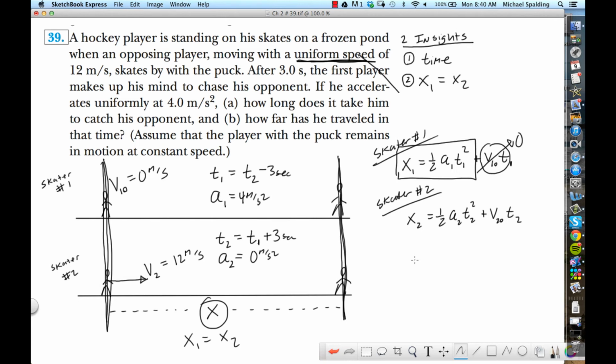Okay, for skater number 2, which part of the equation goes to 0? Looking at this equation, the acceleration goes to 0. What we're left with is displacement 2 equals v2 times t2. And v2 is a constant, the velocity of skater number 2. All right. What do we do to these two equations now? What do the two skaters have in common? The displacements are the same.